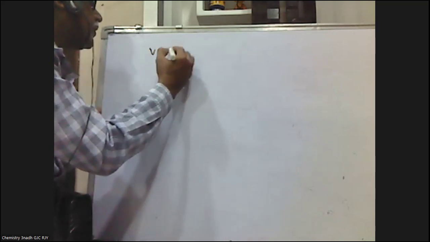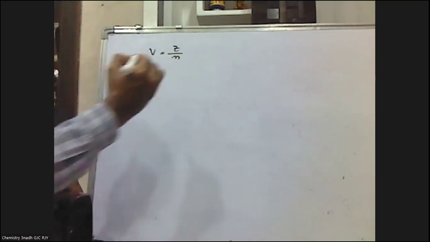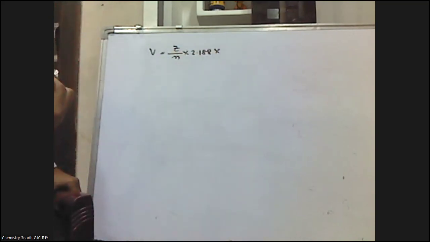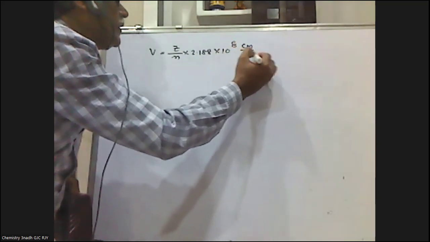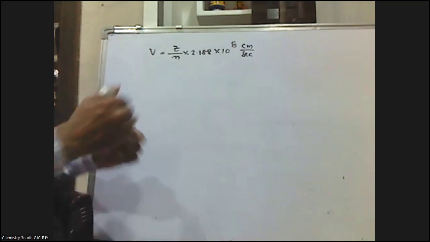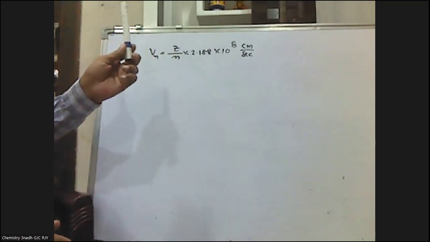Now, the velocity of the electron present in the Bohr's orbit is given by V is equal to Z by n into 2.188 into 10 to the power of 8 centimeters per second. So this is the expression for the velocity of the electron which is present in the nth orbit.